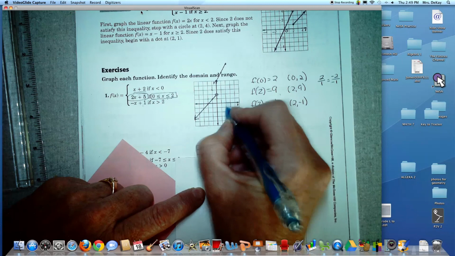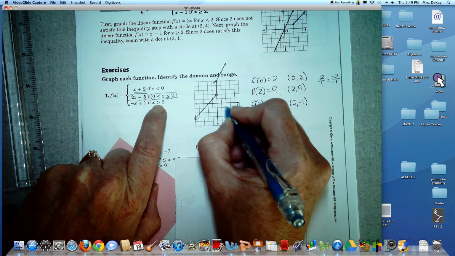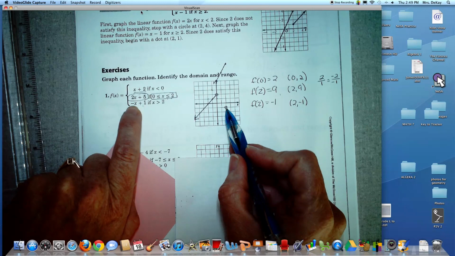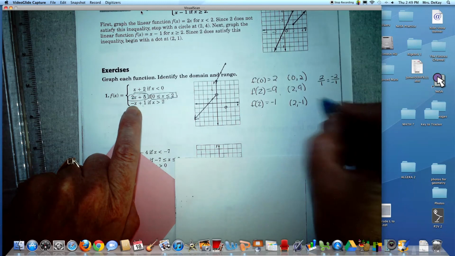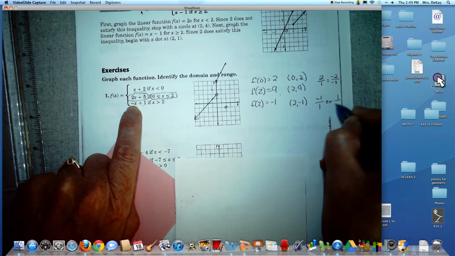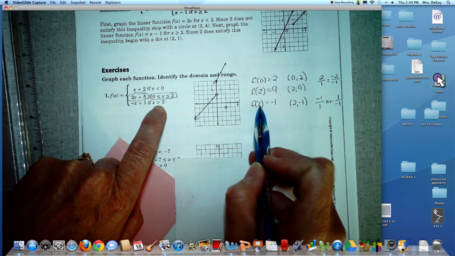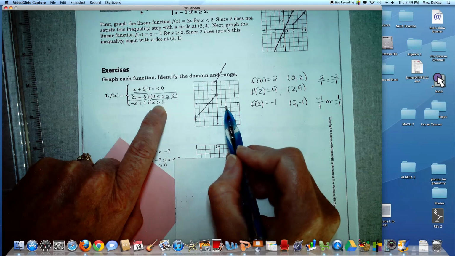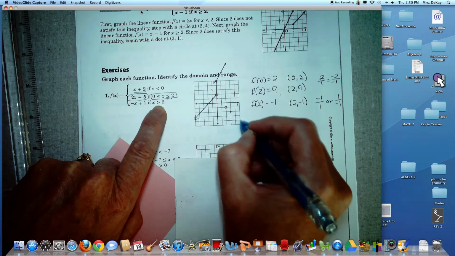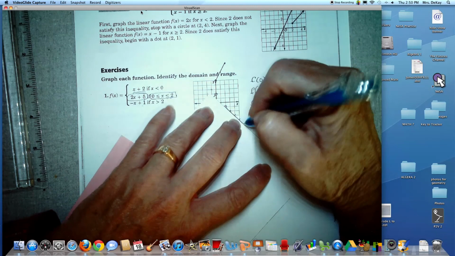So 2, negative 1 is where it's going to start, and is it going to be a dot or a circle? A circle. And from there, I can do my slope, negative 1 over 1, which is negative 1 over positive 1, or positive 1 over negative 1. And since this stuff is greater than 2, I want to go this way. I'm probably going to go down. Minus, plus, minus, plus. And I'm only going to graph this much of it.